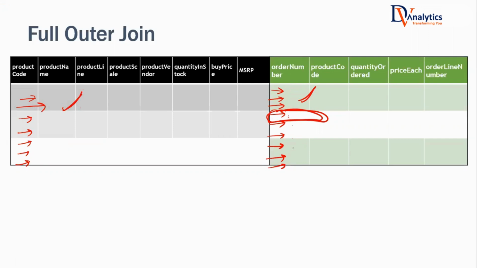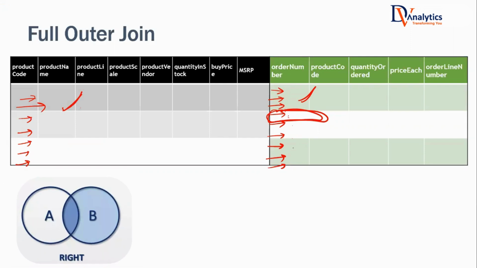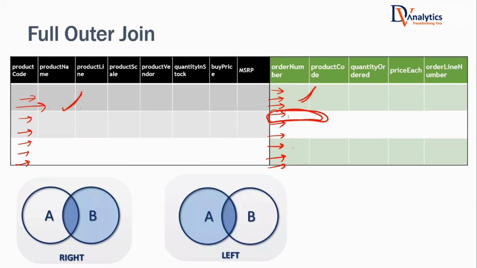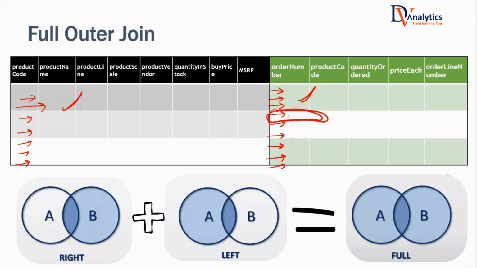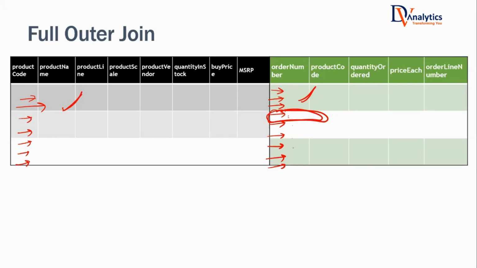Now this is a little tedious. First you need to do the right outer join, get the details. Then you need to do the left outer join, get the details. Then you have to combine both of them using union all. In some other programming languages, there is something called full outer join directly available, but here you have to do it in a roundabout manner.